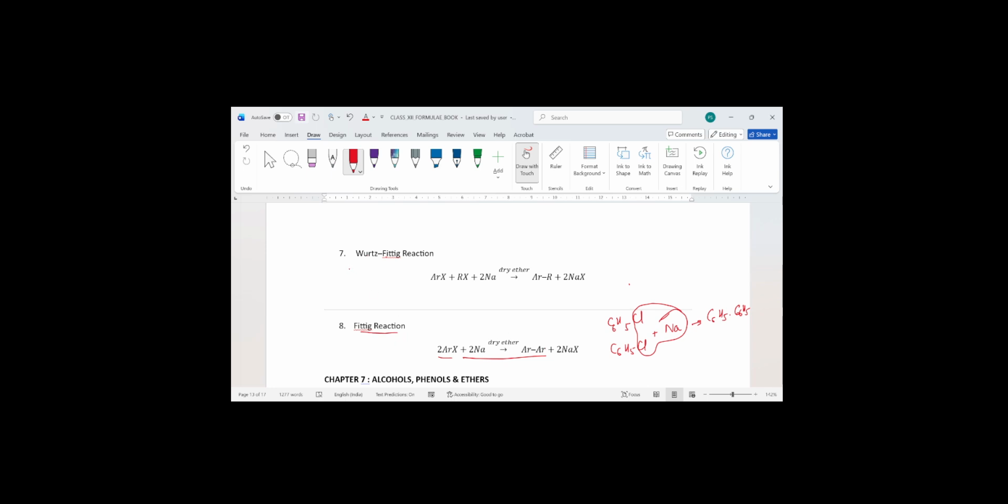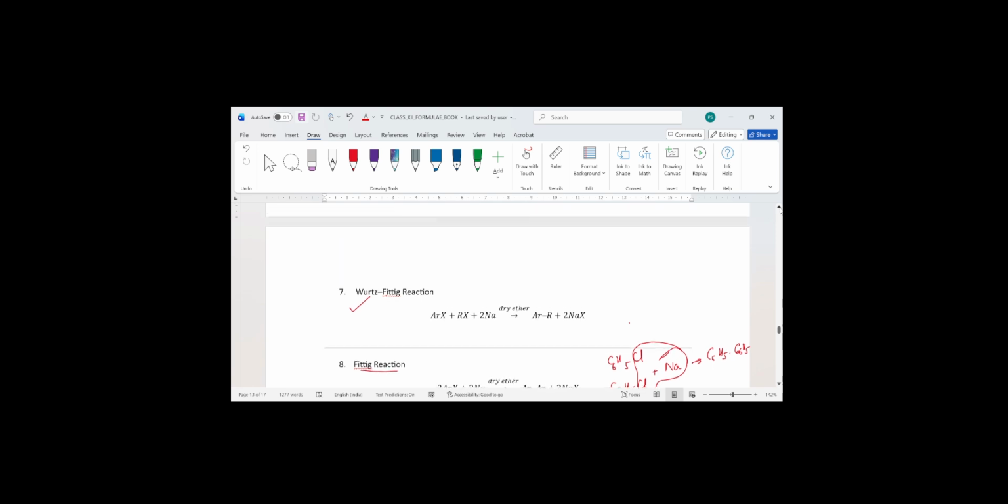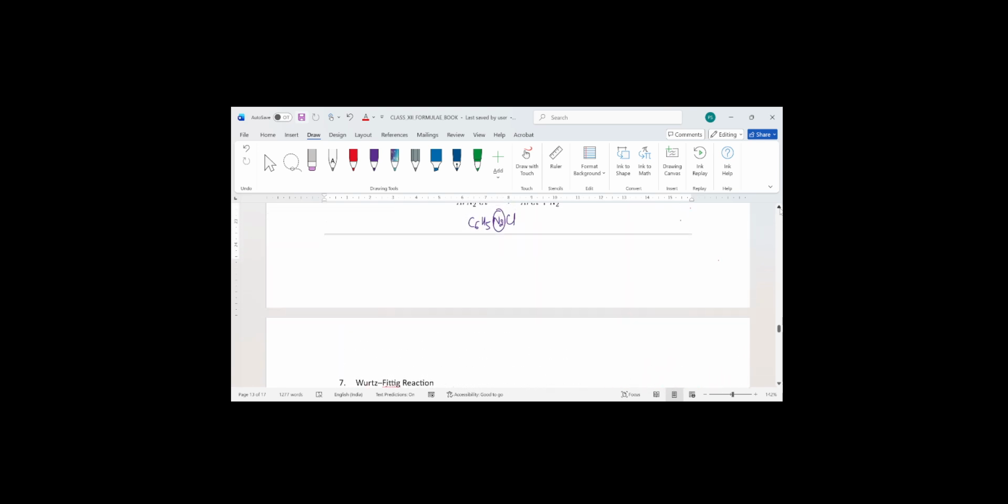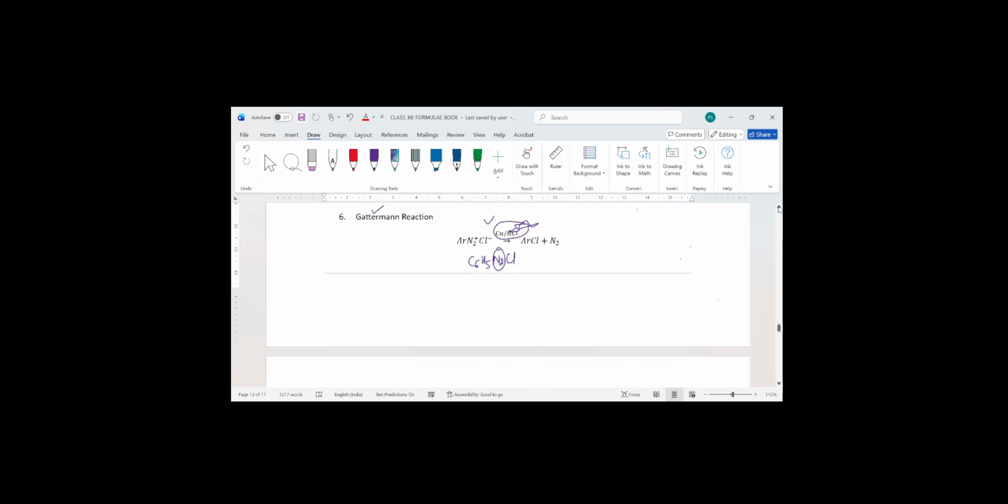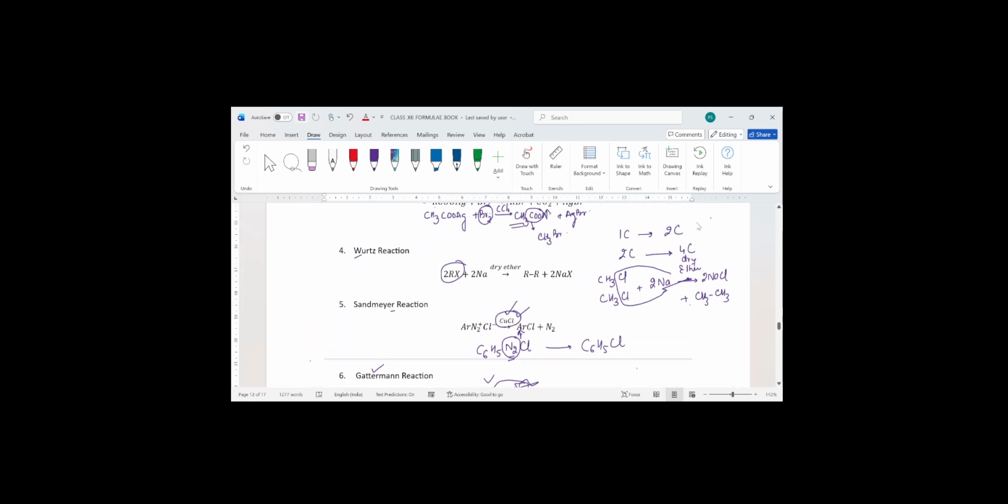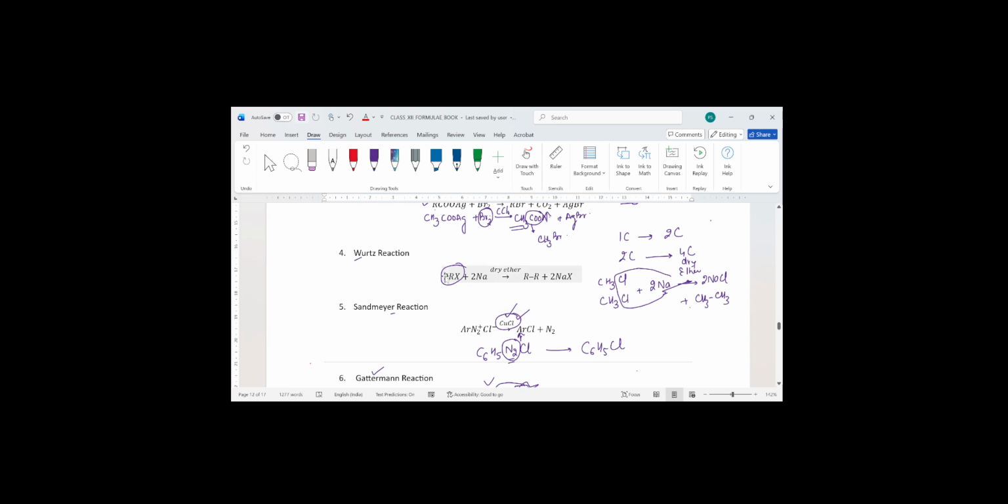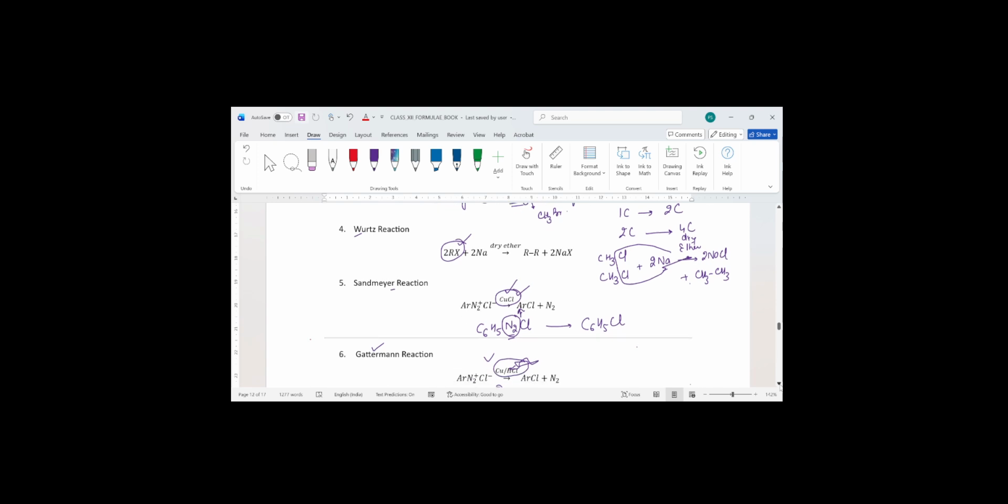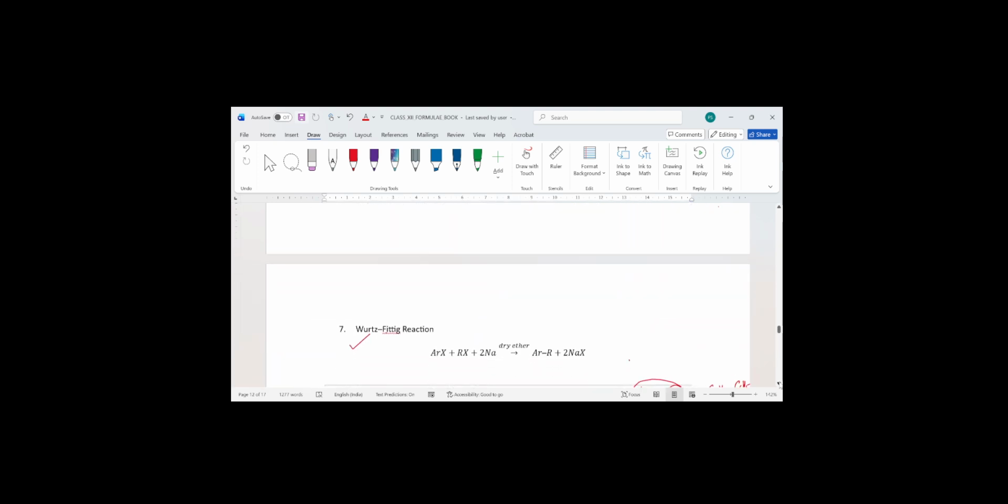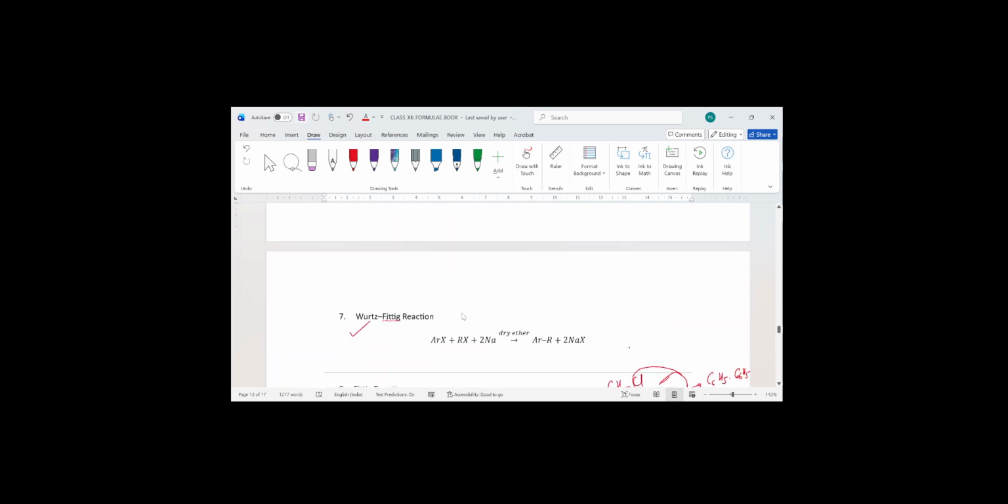When we take up Wurtz Fittig reaction, then in Wurtz Fittig reaction we are actually what? We are actually combining the two reactions. We have taken Wurtz reaction, right? Look here, this is the Wurtz reaction. In Wurtz reaction we have taken the aliphatic halides, right? And in Fittig reaction we have taken what? The aromatic halides. And when it is Wurtz Fittig reaction, then it is combination.